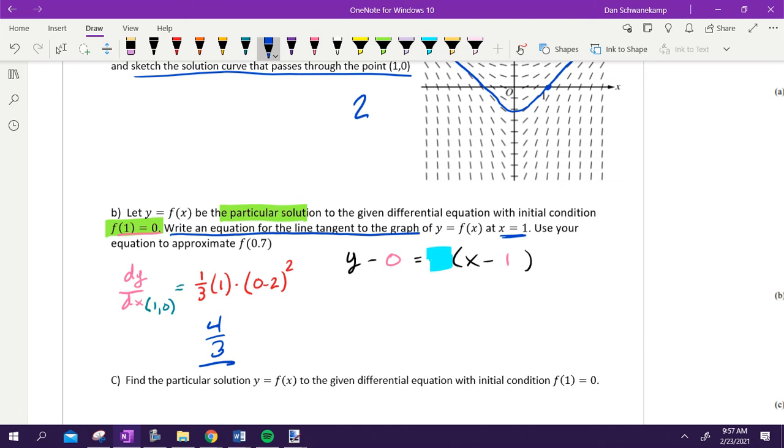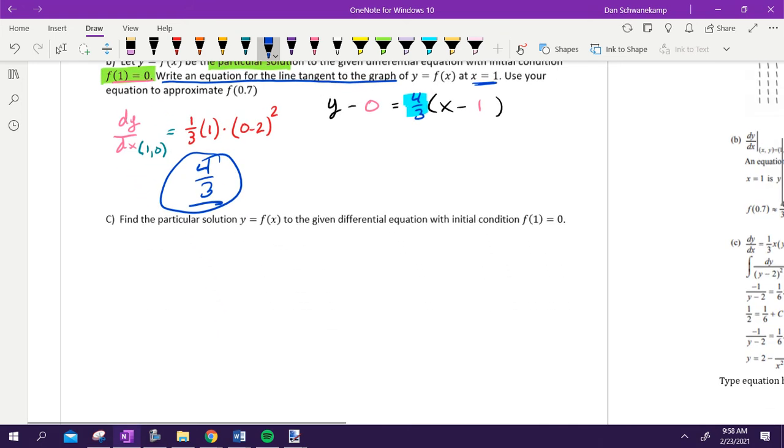If you got that right there, you scored a point. If you then wrote 4/3 right there, you scored a second point. 1 point for your derivative, 1 point for the answer. We're already up to 4. We haven't done anything else yet. The national average was 3.4. We're already up to 4, and we haven't even done the differential equation question yet. Everybody good to this point?